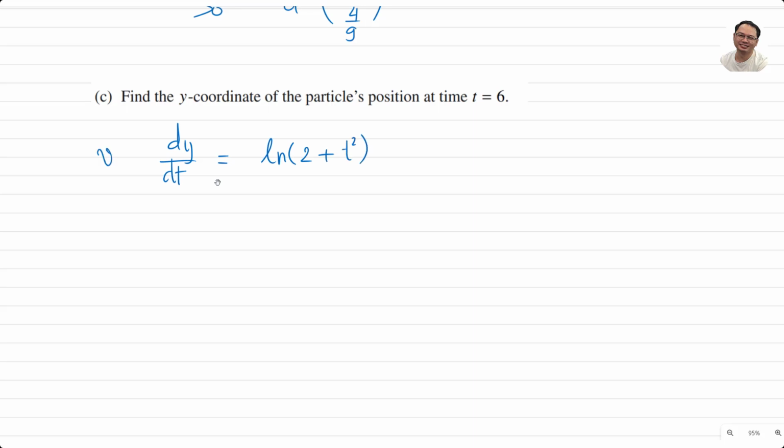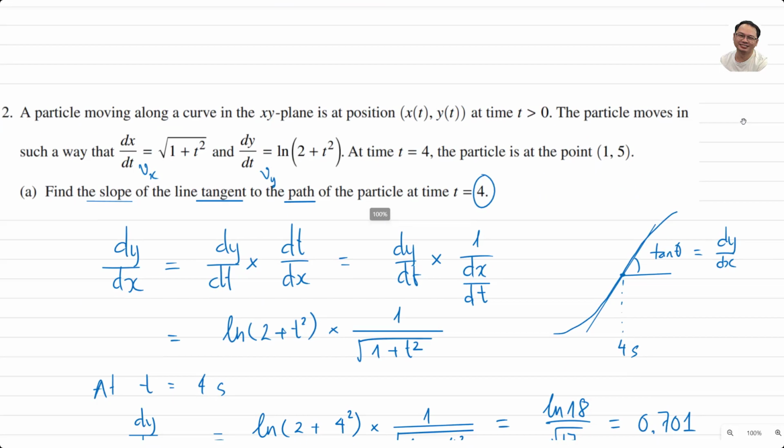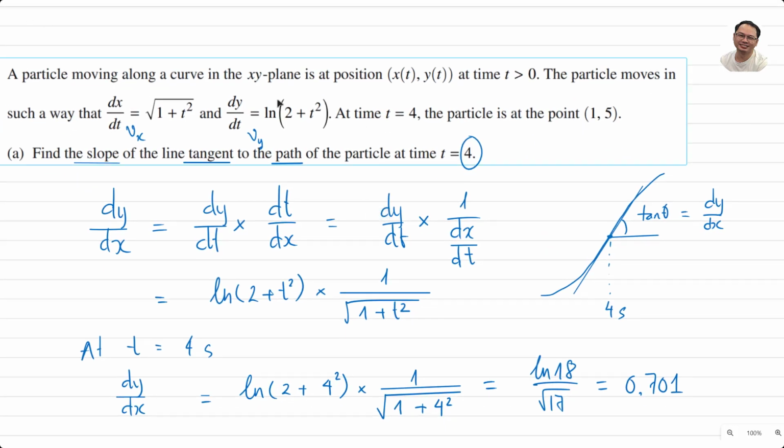This is the vertical velocity vy, and the y position will be equal to the integral of the y differentiation dt. Taking the integral, the limit can be taken from 0 to 6 seconds, where 0 is the starting time. But it will be difficult because when we read the statement of the problem again, we're given the information that at the time 4 seconds, the position of the object is (1, 5), meaning the x coordinate is 1 and the y coordinate is 5.